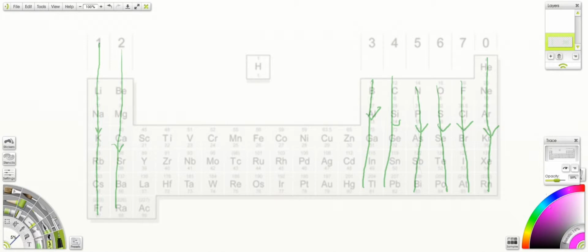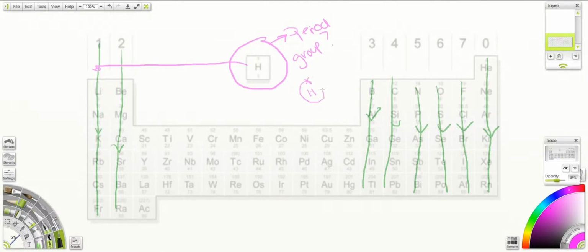Okay. Now, hydrogen here is in period 1, as we know. But what group is it in? Because it's not really in a group, right? It's in the middle. Well, actually, it belongs to group 1, right? And as you'll learn later on in this video, it has one electron in its outer shell. Right? So because it's got one electron in its outer shell, it should belong to group 1.